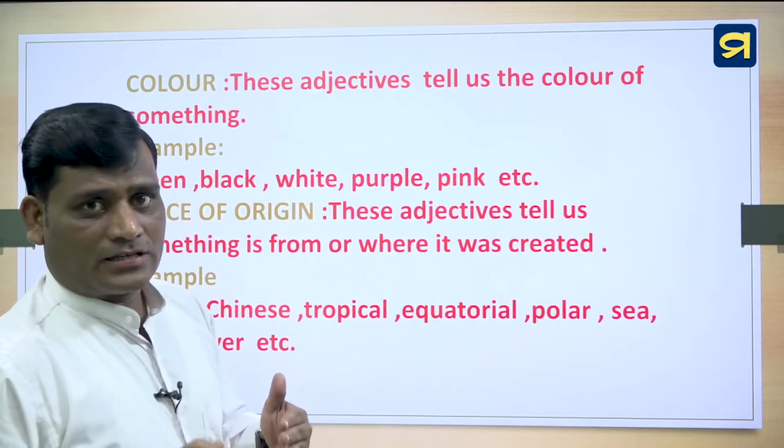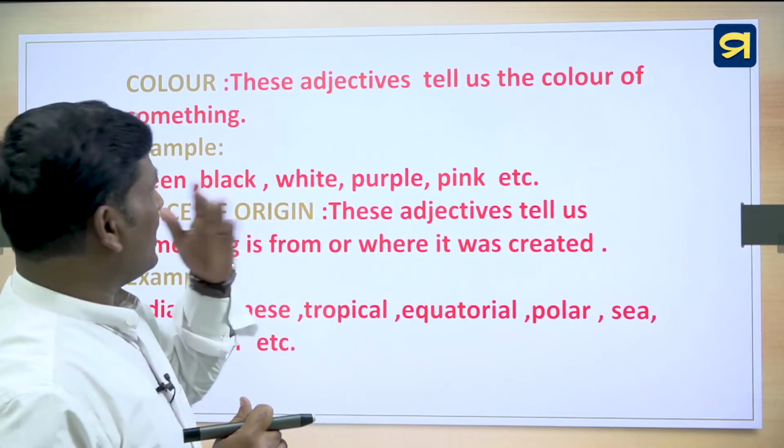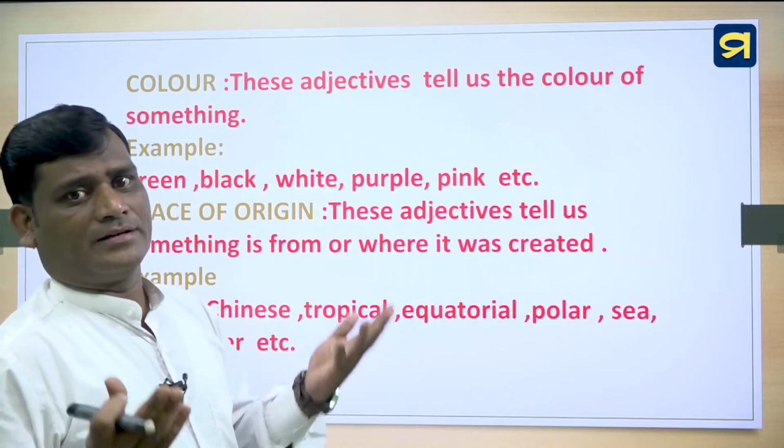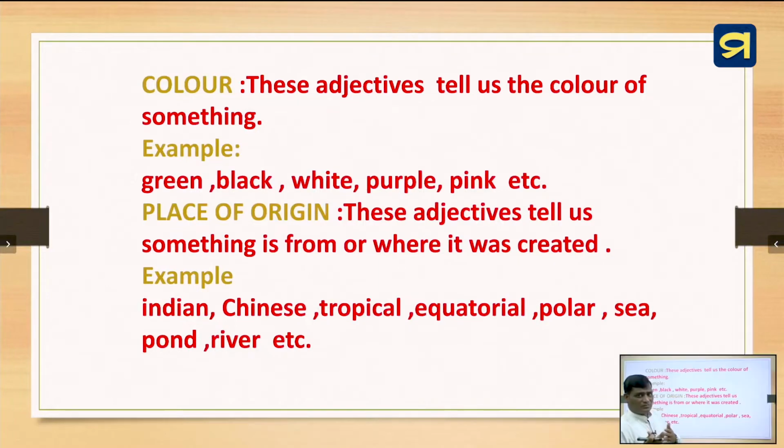Color. Color is another category of adjective. These adjectives tell us the color of something. You know, red, white, purple, these are the colors. And it describes the noun. They are adjectives. Green, black, white, purple, pink, etc. These are the colors, and they are called adjectives. They are used before the noun.